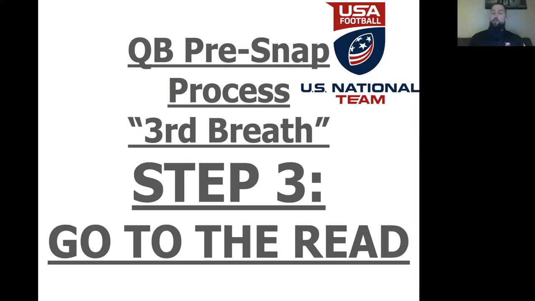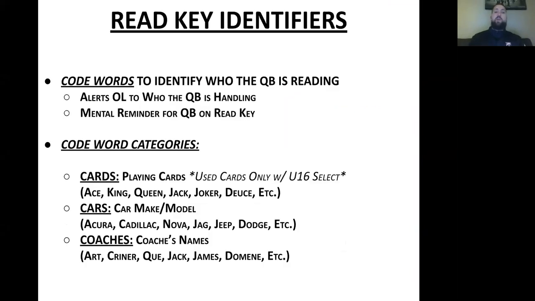All right, now our third breath, we're going to go to the read. Now, we use code words to identify who the quarterback's reading. This does 2 things for us. It alerts the offensive line to who the quarterback is handling. Don't block this dude, okay? And then it's a mental reminder for the quarterback, too. When he says that code word, he has already identified that dude. And so we already know, look, that's who I'm reading. So it's another check and another reminder for the quarterback.